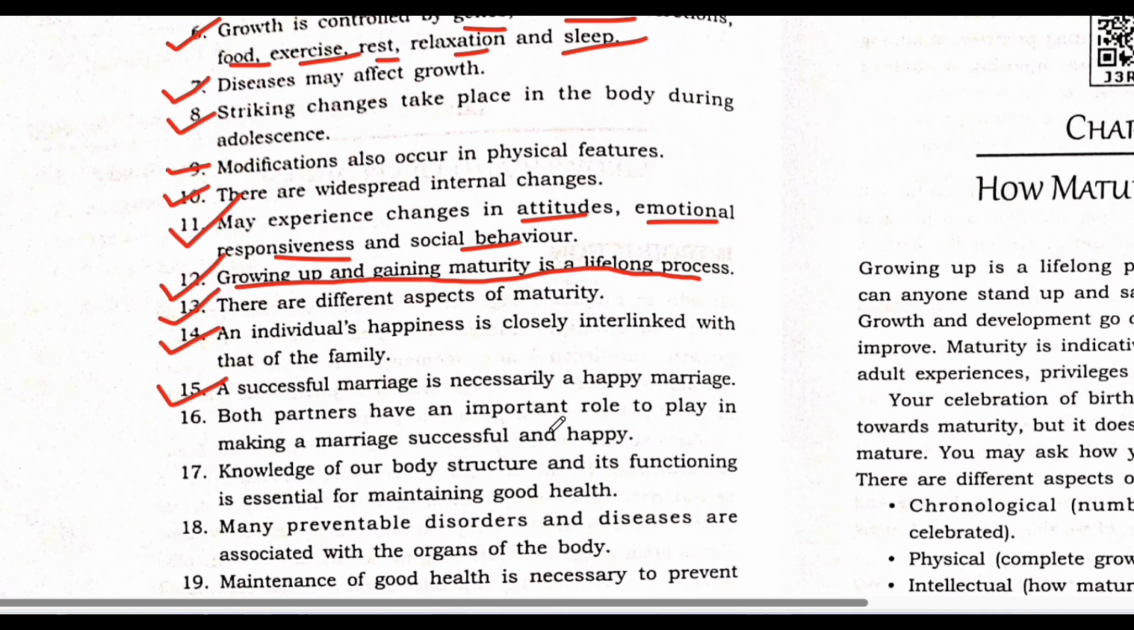Now both partners have an important role to play in making marriage successful and happy. Now see, when two persons are getting married, it does not mean that only A will take care of B. Even B has to take care of A, right? Both of them, they have to take care of one another, right? They have to support one another, they have to cooperate with one another, they have to tolerate one another, they have to be with one another, right? They have to be interdependent with one another, and they should not be selfish.